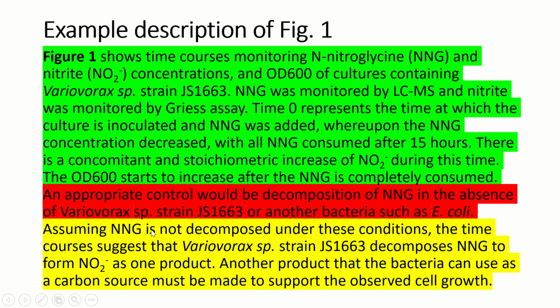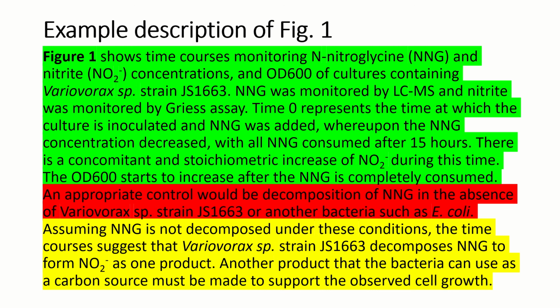Finally, highlighted in yellow, would be the interpretation of the data we've just described. Assuming NNG is not decomposed under these conditions, the time courses suggest that Variovorax species strain JS1663 decomposes NNG to form nitrite as one of the products. Another product that the bacteria can use as a carbon source must be made during this decomposition to support the observed cell growth after 15 hours.